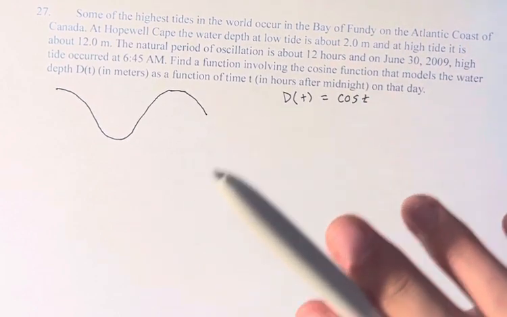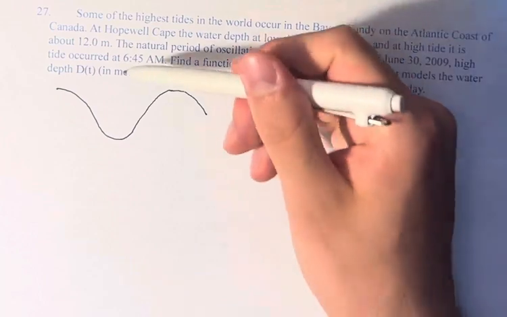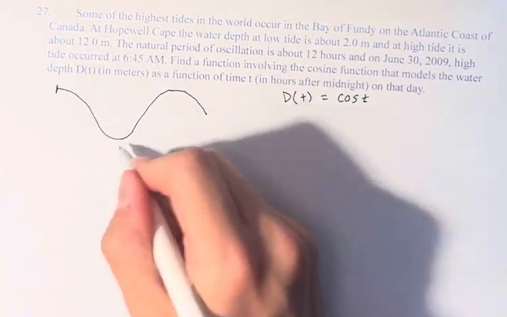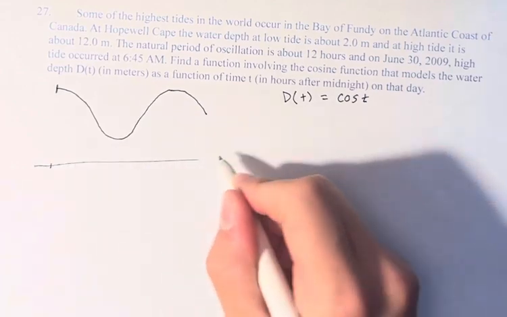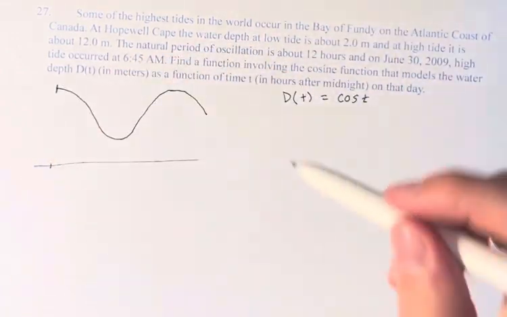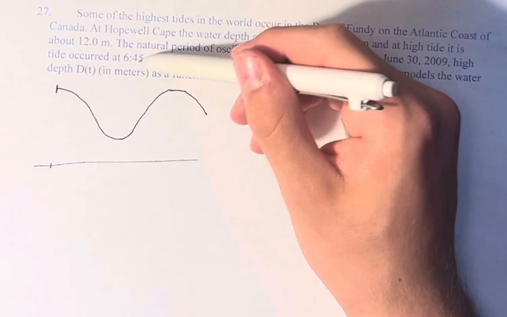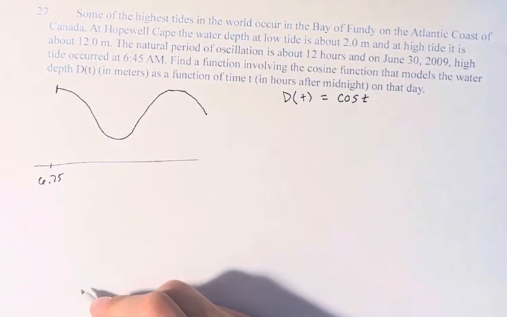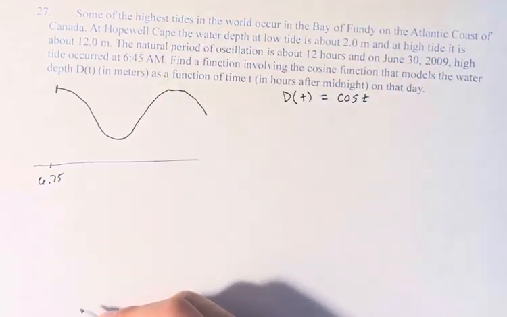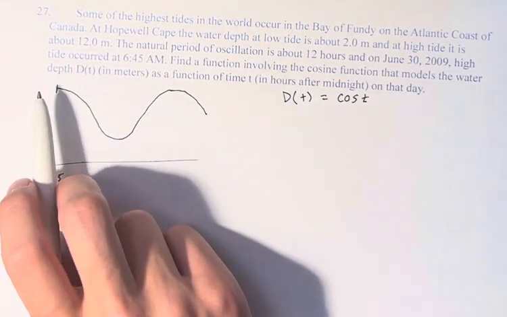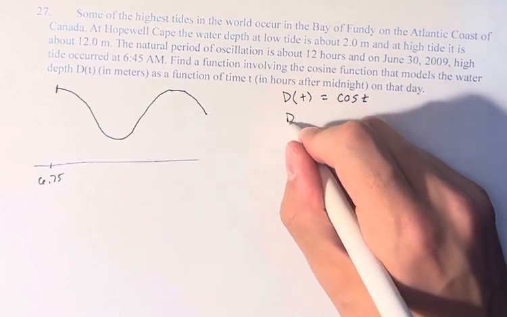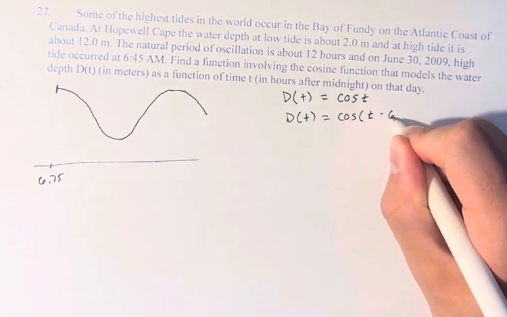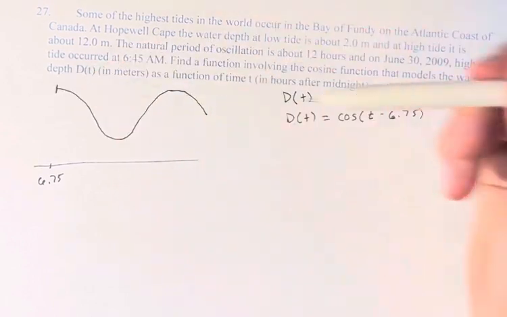The high tide is not at midnight on this particular day. It's at 6:45 a.m. The x value on the x-axis is hours after midnight. 6:45 is 6 3/4 hours after midnight, since 45 minutes is 3/4 of an hour. So we're shifting the cosine function to the right 6.75. So d of t equals cosine of t minus 6.75, applying that horizontal shift.